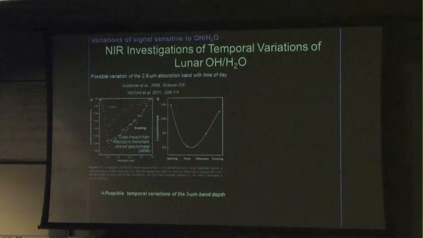The first investigation was made from data acquired by the Deep Impact mission. We have seen this morning spectra of the 3 micron absorption band acquired at noon and in the evening. The graph on the right shows the depth of the band as a function of lunar local time of day, and we see the variation. The band is the most shallow at noon lunar local time. So this is a suggestion of temporal variations of the band and therefore of the content of H2O and OH.